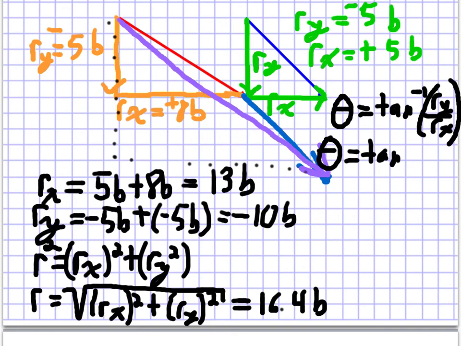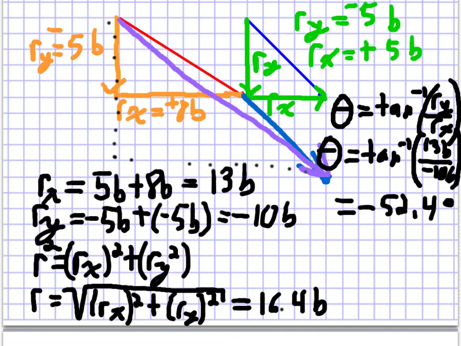So tangent -1, which is actually a button on your calculators that you have in class. And tomorrow I can show you that on ours. Tangent negative 1, and then your values for Rx and Ry. In this case, 13b over negative 10b. So in my calculator, I'm going to hit the tangent negative 1 button, 13 over negative 10. My calculator tells me that the angle between those two vectors is negative 52.4 degrees.